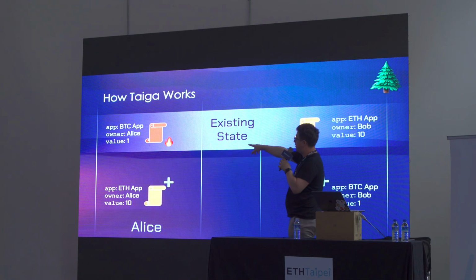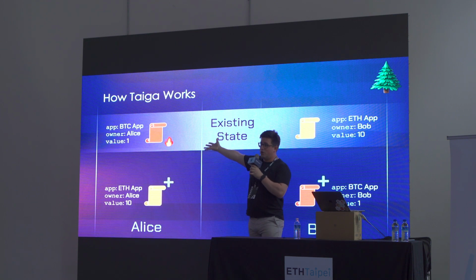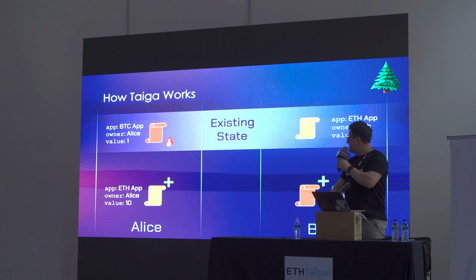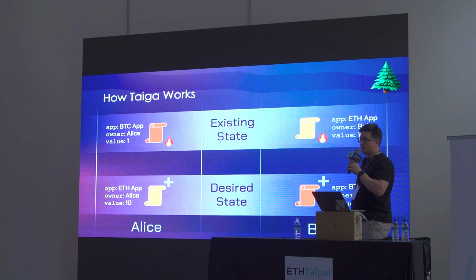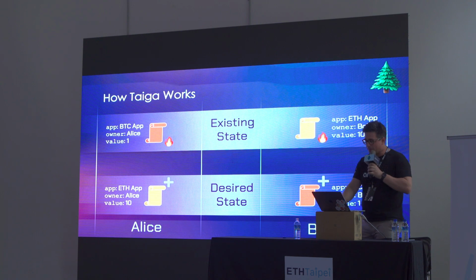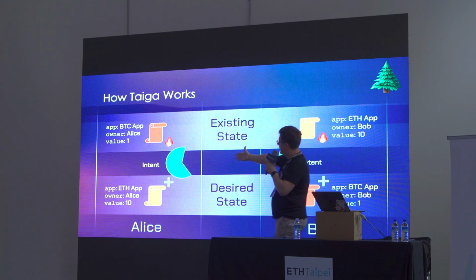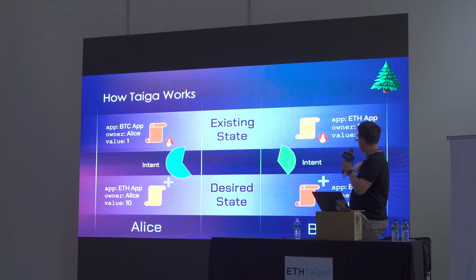Alice is okay to burn, to destroy her node, if she can get this. She cannot just give this to Bob because nodes are immutable, so she cannot change the owner there. She needs to destroy this. And Bob is okay to destroy his node if he can get this. So here is the desired state, and both Alice and Bob are okay to destroy the existing state if they can get a desired state. And this is it. These are intents. This is Alice's intent. She wants to destroy this to get this. This is Bob's intent. He wants to destroy this to get this.